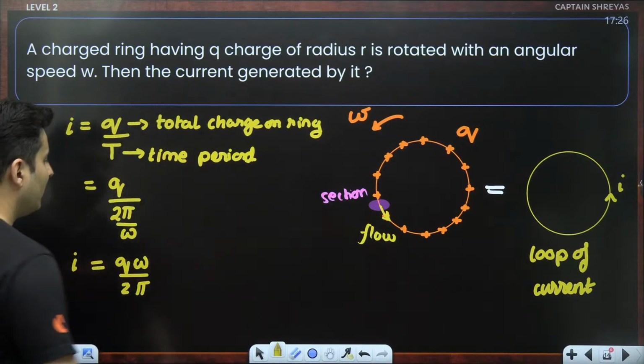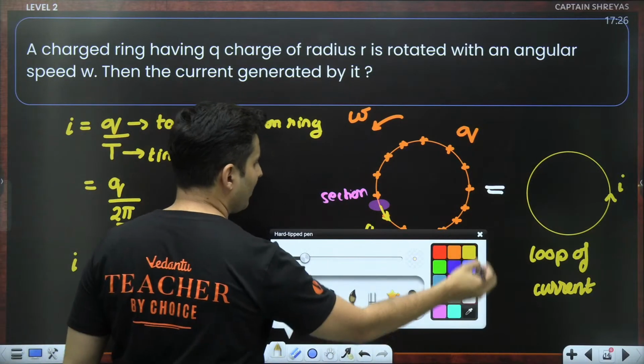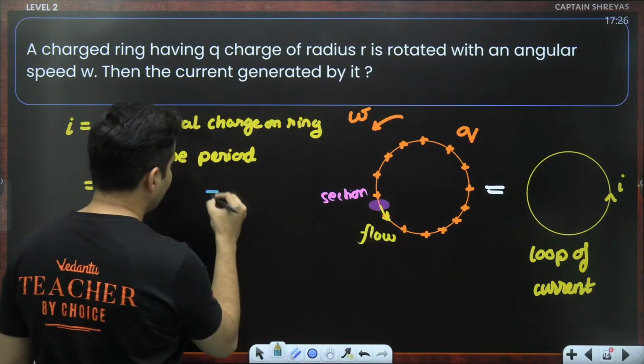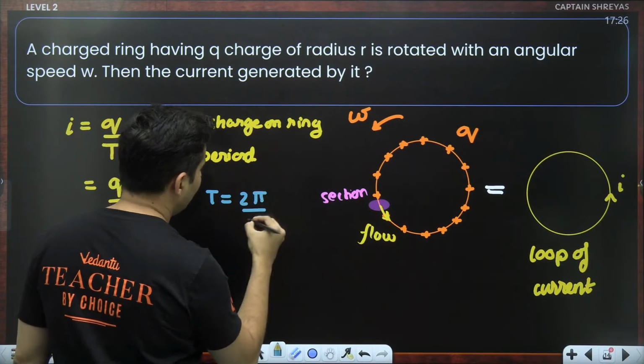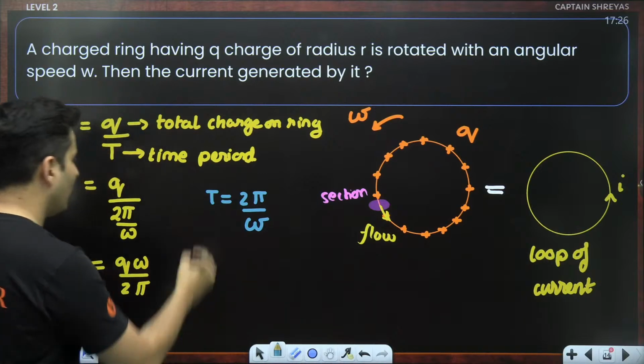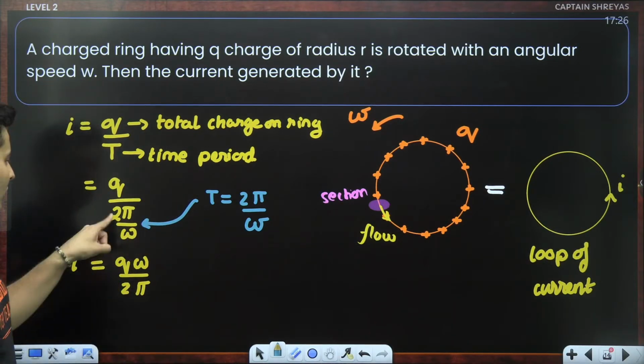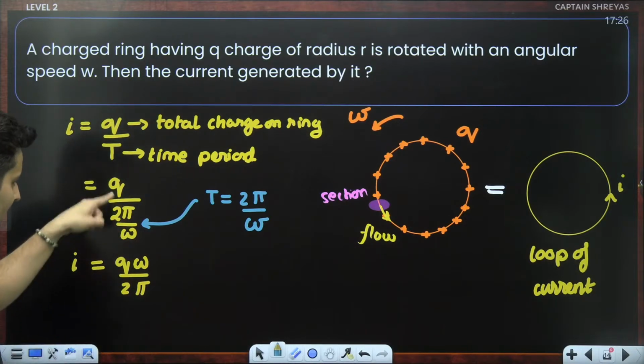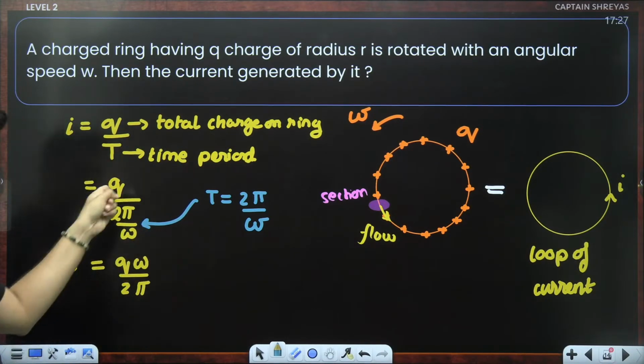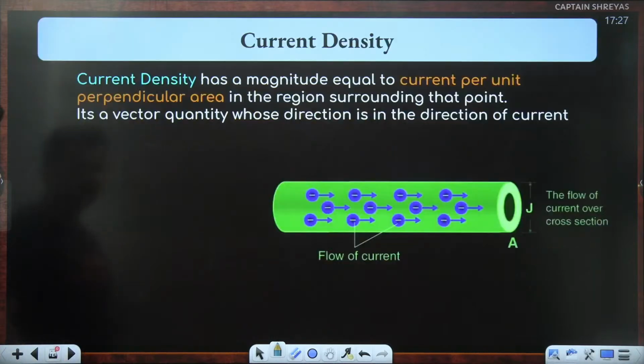How is omega in the denominator? Because that is the formula for time period. If you remember, what is the formula for time period? Time period is nothing but 2 pi divided by omega. That is what I've just substituted over here instead of the time period. So finally that omega will go on the top because it is the reciprocal in the denominator. Is that understood?